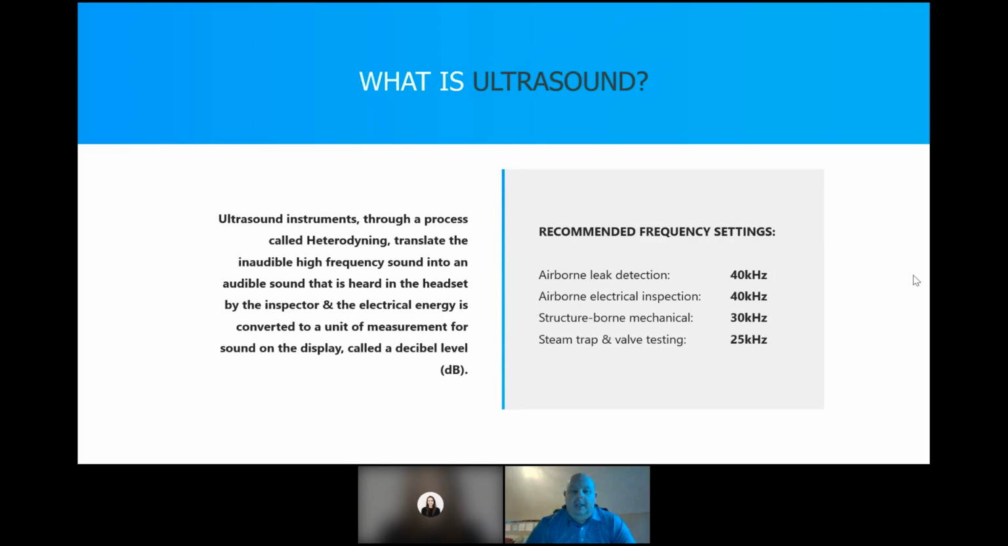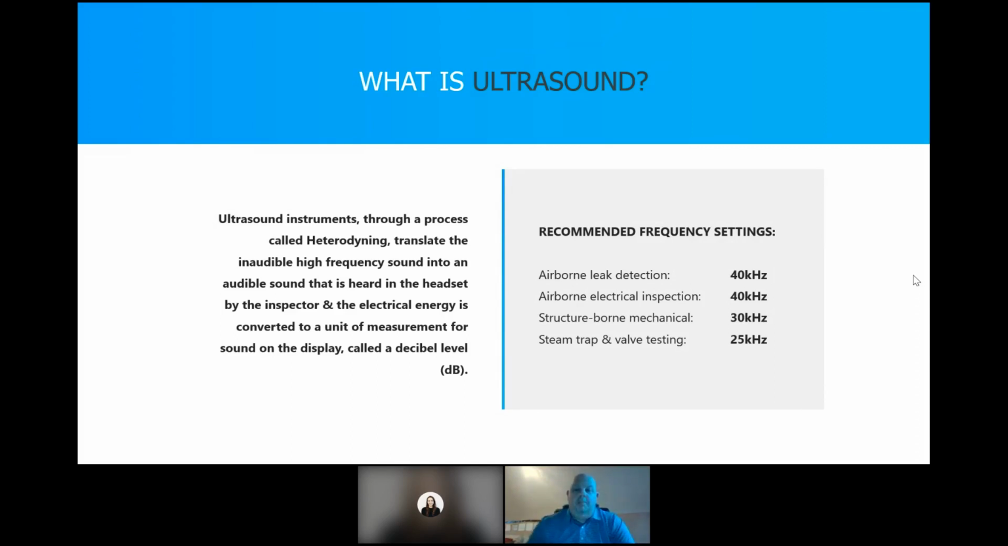So for airborne leak detection, so if we're going to do compressed air leaks, compressed gas leaks, vacuum leaks even, that frequency setting is 40 kilohertz. So at least on our instruments, you'll actually see what the frequency setting is. So for example, if you're using an UltraProbe 9000, a 10,000, or a 15,000, those instruments have frequency tuning capability. So you'll actually see at what frequency you have it set to. For airborne electrical inspection, that's going to be the same frequency setting of 40 kilohertz.